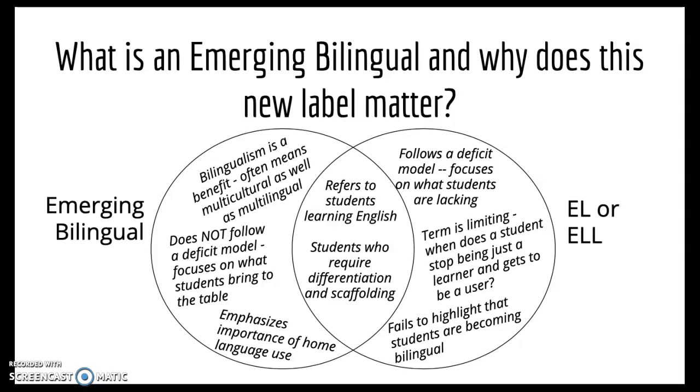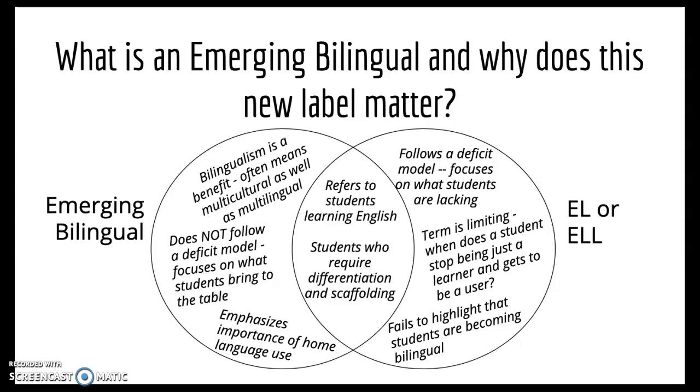In contrast, the term emerging bilingual shows that the student is bringing bilingualism as a benefit. It doesn't only limit them to being bilingual, but it can also mean multilingual as well as multicultural. This term does not follow a deficit model, and it focuses on what students bring to the table. It emphasizes the importance of home language use and doesn't make a student feel that because they don't speak 100% English that they are going to fall behind.